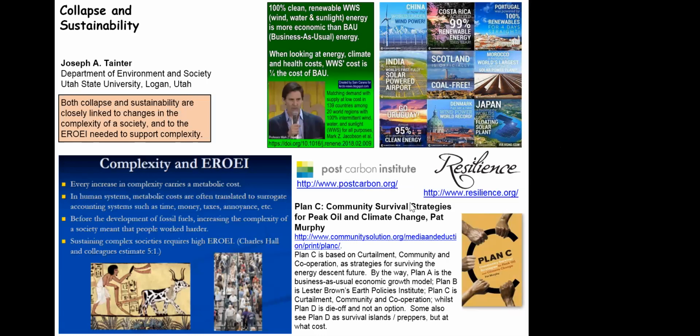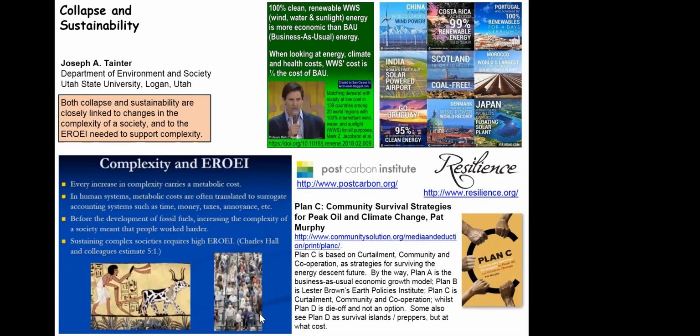But by far, one of my sources of inspiration of how we can downshift and live with less is Plan C. Now, this is the title of a book called Plan C, Community Survival Strategies for Peak Oil and Climate Change. Its author is Pat Murphy, and he's from the Community Solutions NGO. So they were the same producers as the Cuba documentary on peak oil.